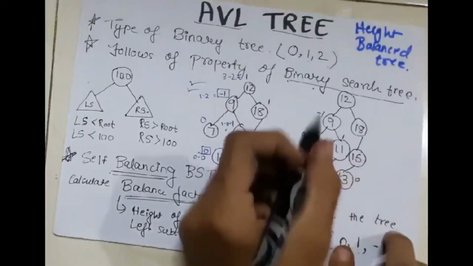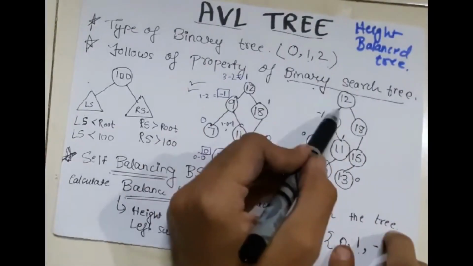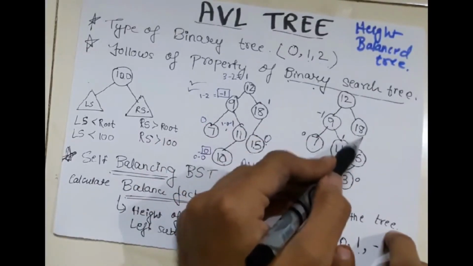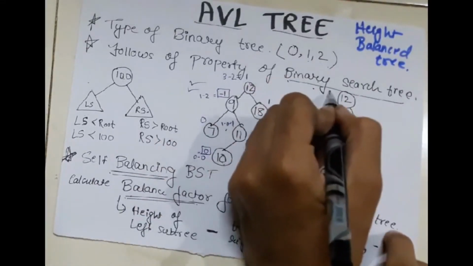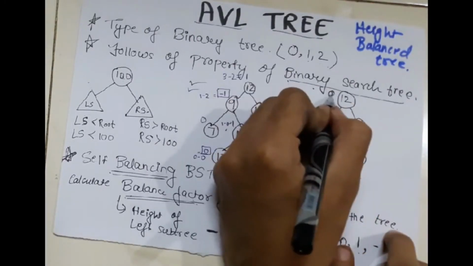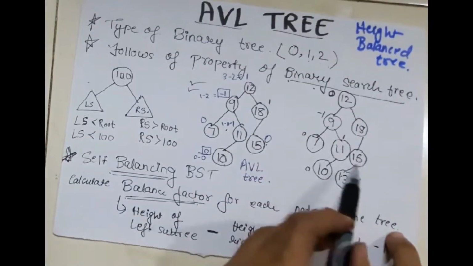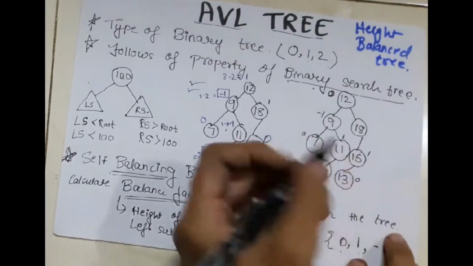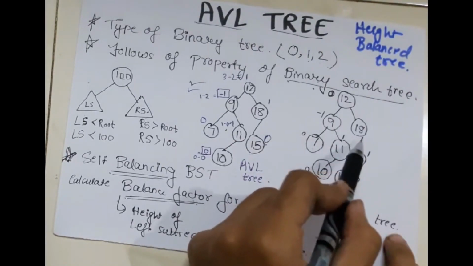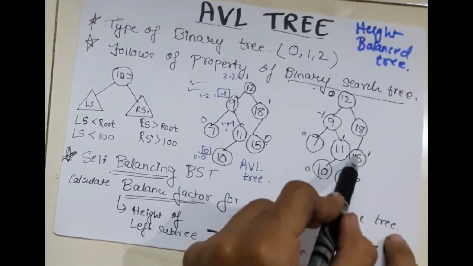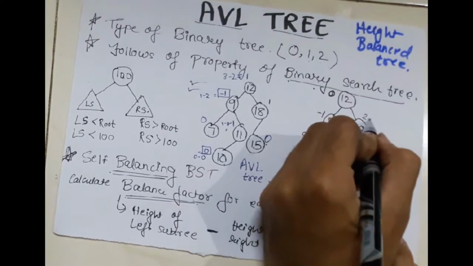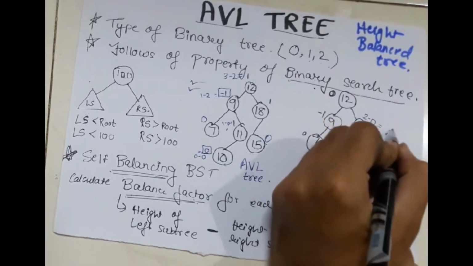So minus 1. For 12, height of left subtree is 1, 2 and 3. And height of right subtree is also 1, 2 and 3. So 3 minus 3 is 0. Then 15. Left subtree height is 1, right subtree 0. So 1 minus 0 is 1. 18. Left subtree height is 1, 2 and right subtree height is 0. So 2 minus 0 is 2.